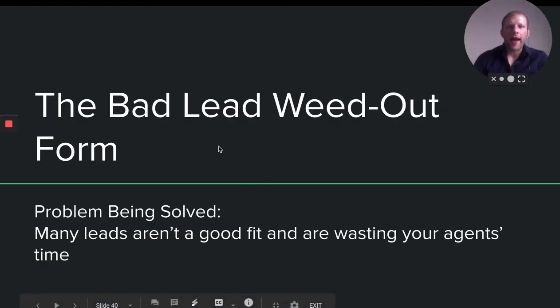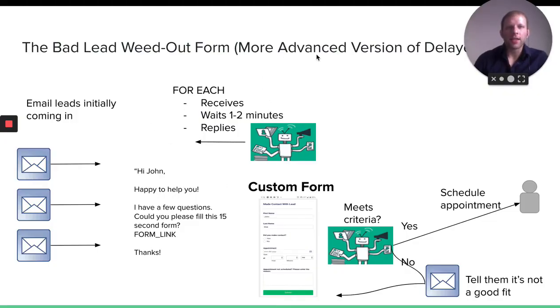This one is the bad lead weed out form. Problem being solved is many leads aren't a good fit and are wasting your agent's time. So this is actually more an advanced version of the previous one, the delayed email. So you still have the emails coming in, your bot receives, waits, replies, and it says, I have a few questions. Could you please fill this 15-second form? And there's a link to the form.